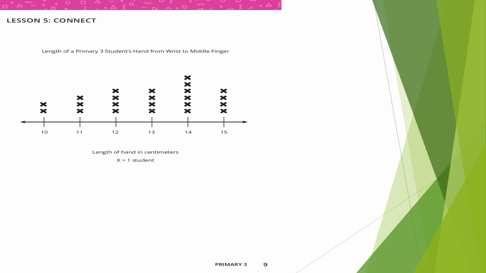So we find that two students, their hand length equal 10. 3 students, their hand length equal 11. So if I asked you, what is the frequency of 15? Yes, we will look at 15 and count how many x's? 4 x's. So the frequency of 15 equal 4.